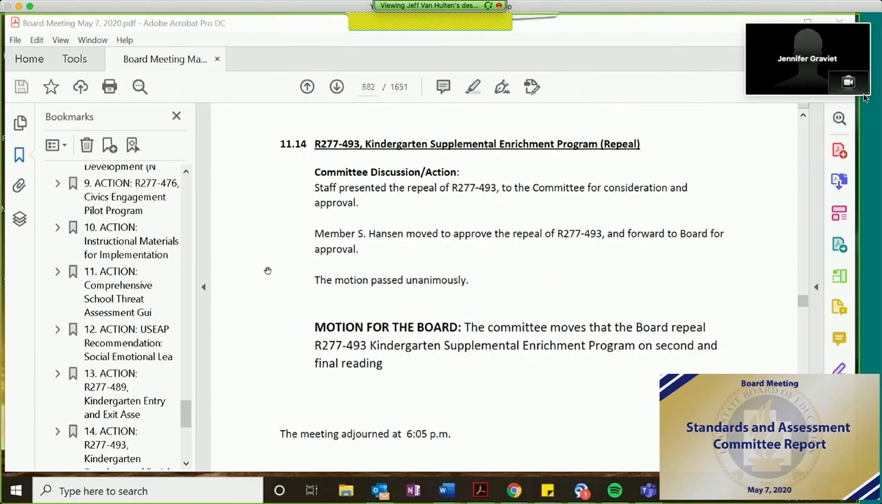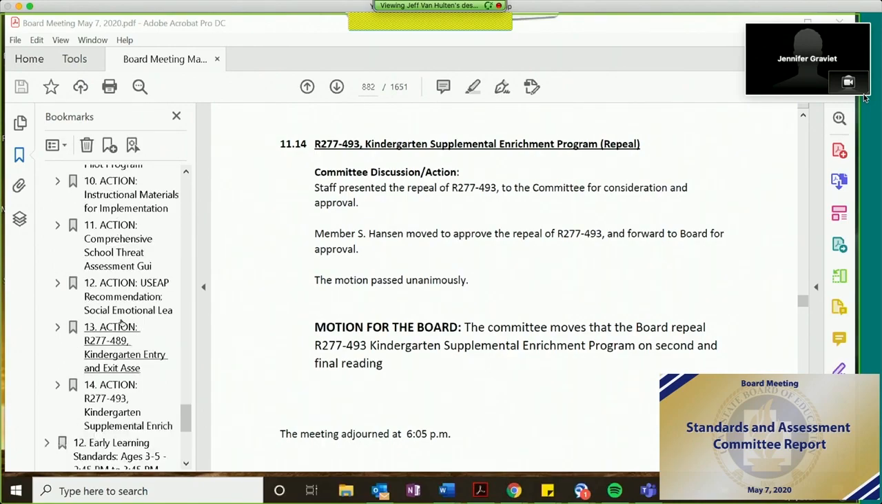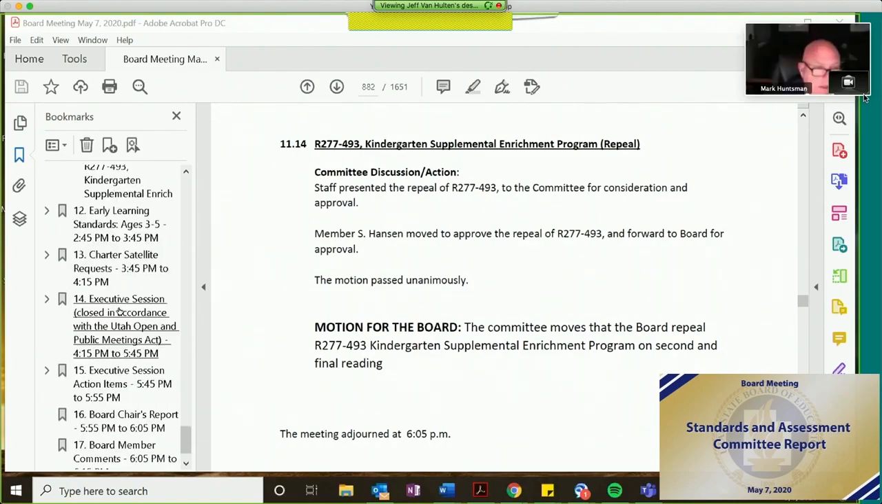Okay, last actionable item, everyone. 11.14, R277-493, the Kindergarten Supplemental Enrichment Program, and this is a repeal. The motion for the board is the committee moves that the board repeal R277-493, Kindergarten Supplemental Enrichment Program on second and final reading. Discussion on the motion? There's none. Okay, seeing none. Let's vote.